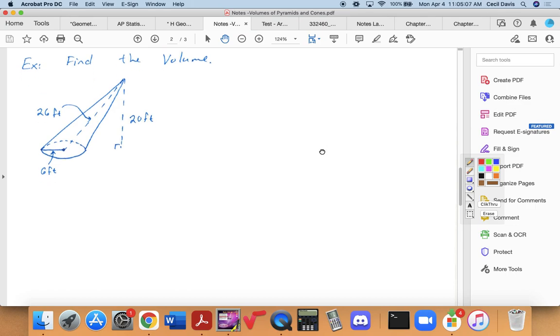All right, let's take a look at this one. We don't see a lot of problems like this, but sometimes you do. This is called an oblique cone because it leans to the side. Does that make a difference? Not really. Finding the surface area for this is very difficult. Finding the volume, no big deal.